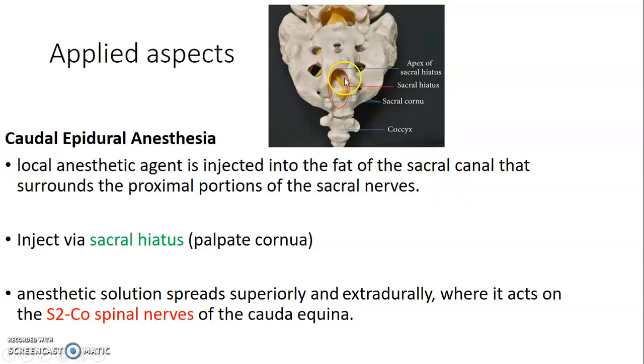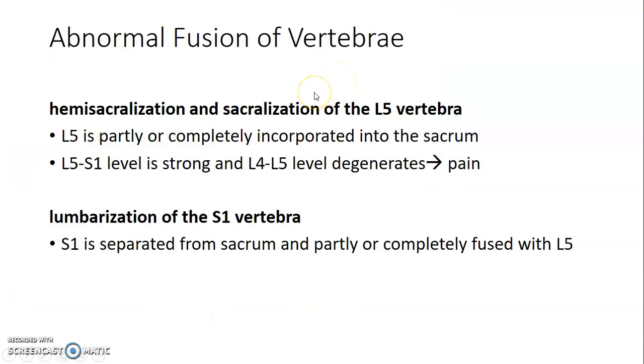When you palpate it, it directs you to the sacral hiatus, where you now inject your local anesthetic, and you're able to affect the sacral and coccygeal spinal nerves of the cauda equina. So you palpate the cornua that acts as a landmark to tell you where the hiatus is. And remember, we say the hiatus is formed because of absent spinous process and lamina of S4 and S5. You can have abnormal fusion of vertebrae, hemisacralization, or sacralization of L5.